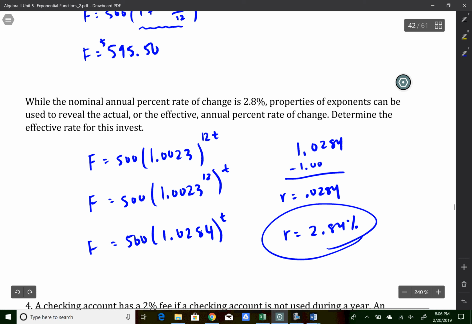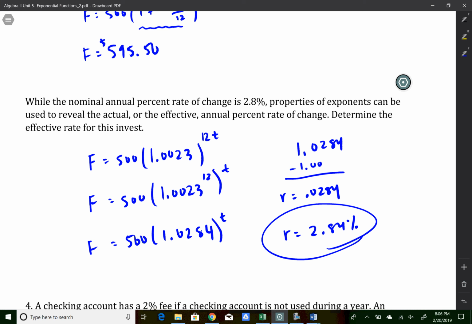Now, it looks like it's almost the same, but it's not. Notice it's a little bit more. The reason why it's a little bit more is that it's taking into consideration that we're compounding the interest as well as just the initial value of $500. Now, sometimes when the interest rate is bigger, the effective interest rate will be much bigger than the annual nominal interest rate. So it's something just to consider when looking at it.